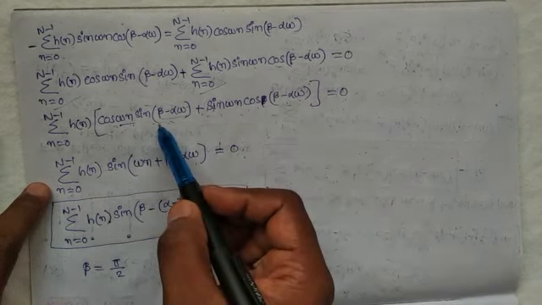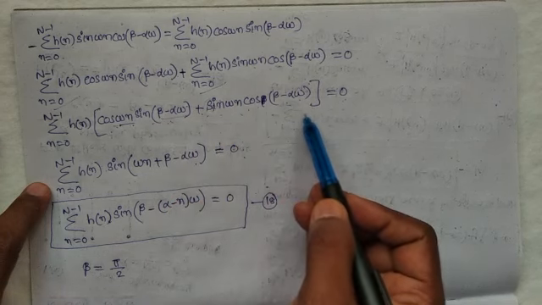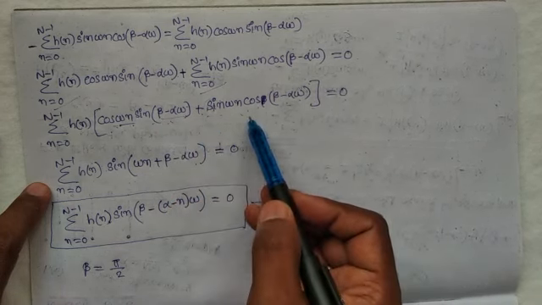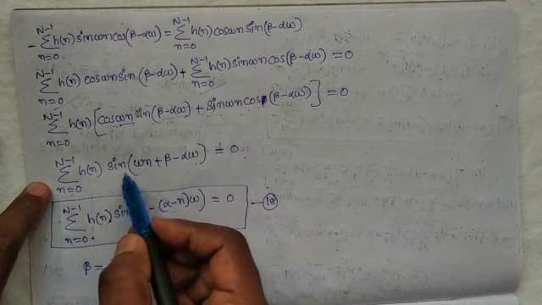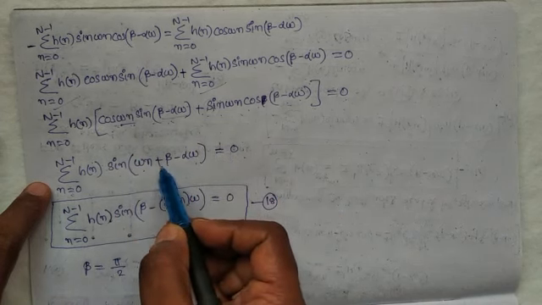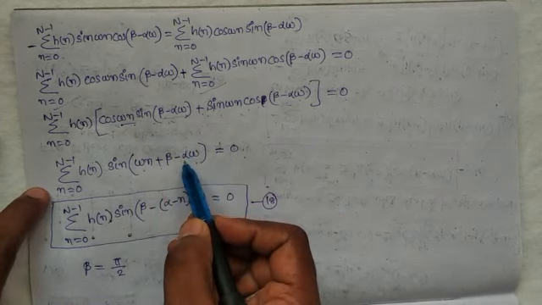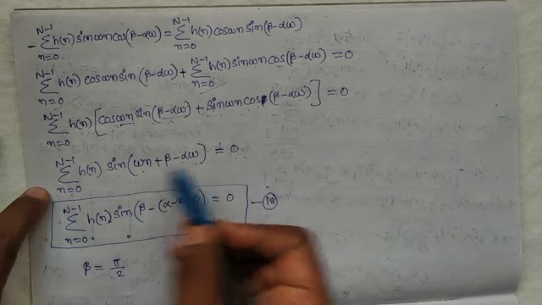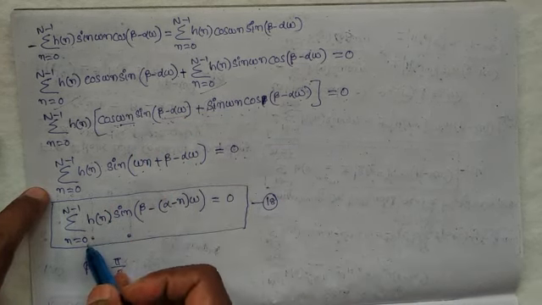Here, which is equal to what? Sin of A plus B. Here sin of A omega n plus B, beta minus alpha omega, is equal to 0. This term is equal to 0.